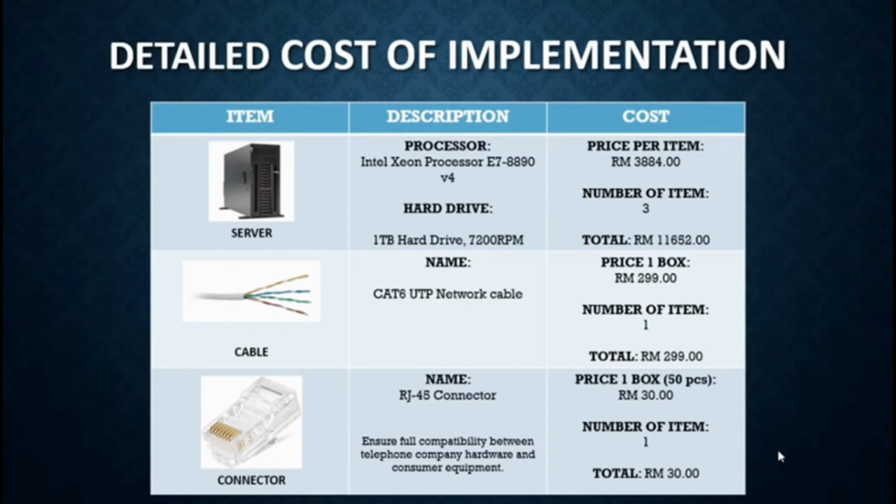Next, cable. We use Cat6 UTP network cable. Price per box is 299 ringgit. We use one box.